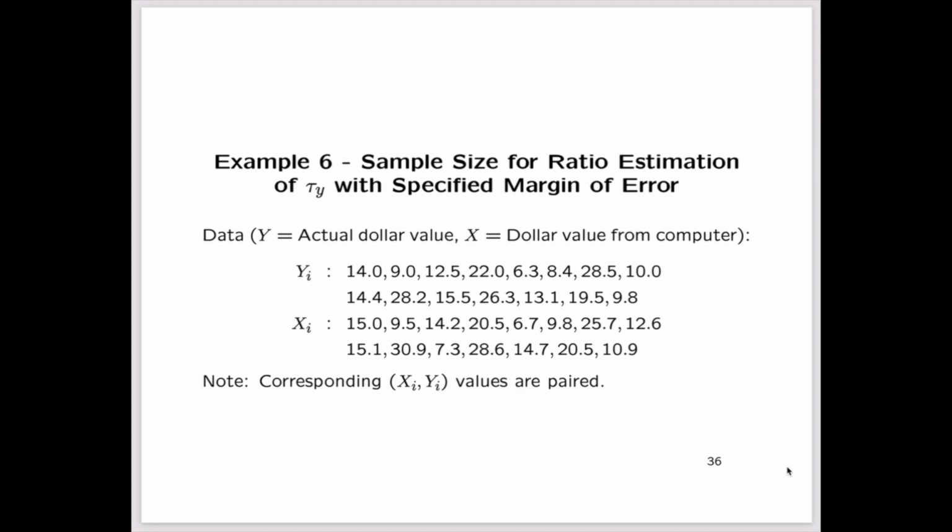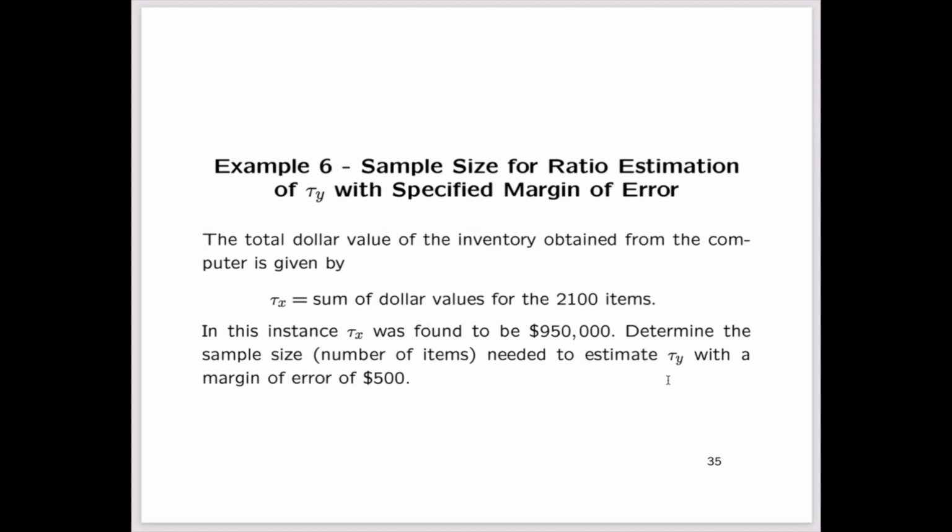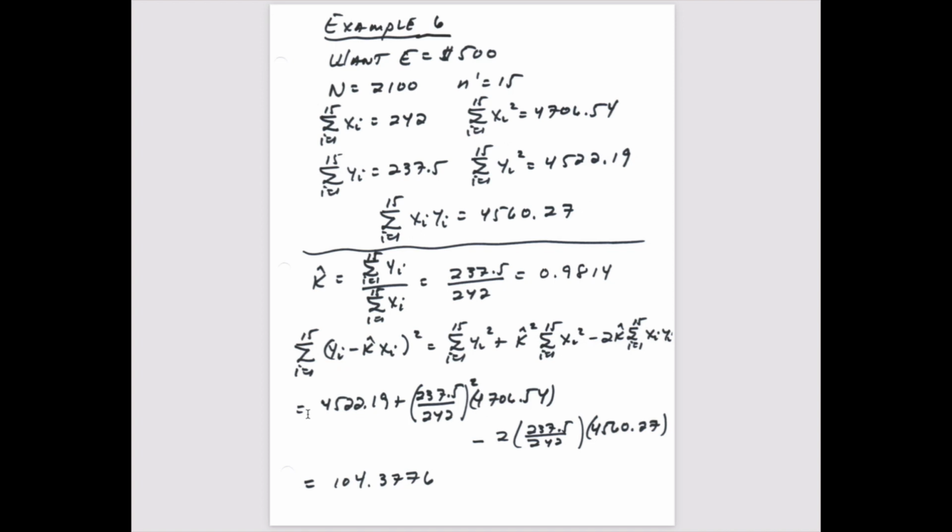All right, so here are the data. Again, corresponding x and y values are paired. The y variable corresponds to the actual dollar value of the inventory. X is the dollar value of the inventory from the computer. We want to use these data to come up with the sample size that will allow us to estimate tau sub y to within a margin of error of no more than $500. So again, the desired margin of error, cap E, is 500. The population size is 2100. The sample size is 15 for the preliminary sample.